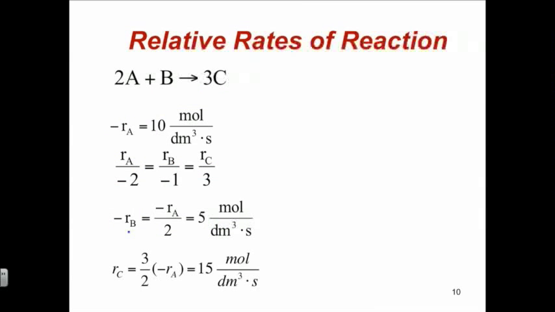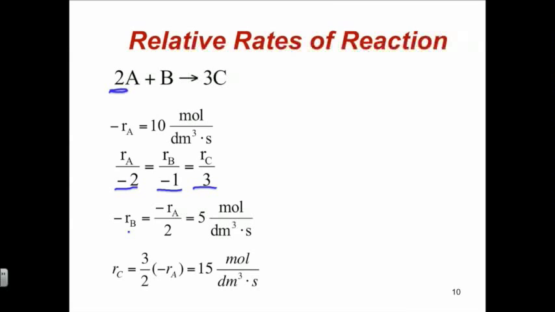To illustrate this point, let's look at the chemical reaction equation 2A plus B goes to 3C. If our rate of disappearance of A is 10 moles per decimeter cubed per second, then we'll look at the rate of formation of A over minus 2, which is the stoichiometric coefficient of A, is equal to the rate of formation of B over minus 1, which is as 1 is the stoichiometric coefficient of B, is equal to the rate of formation of C over 3. And that's positive 3 since C is in the products formed.